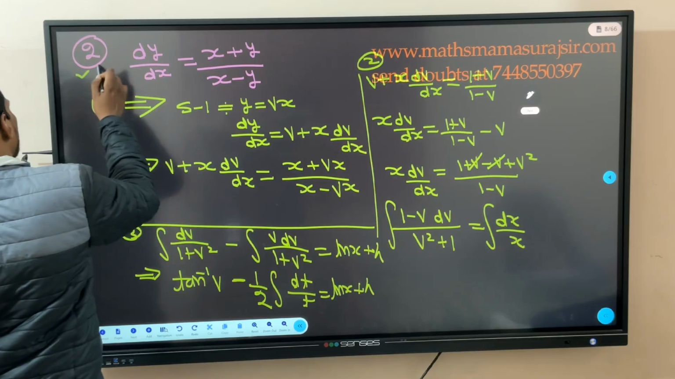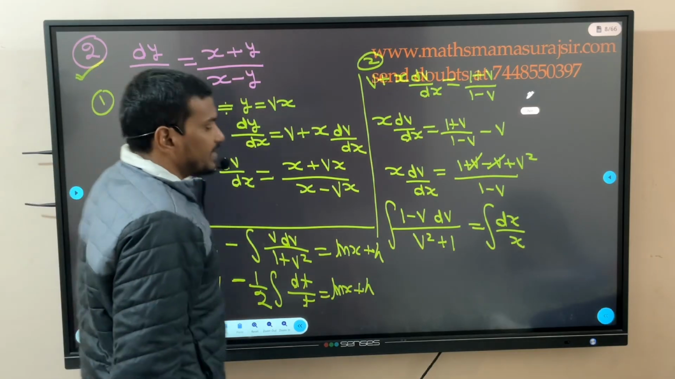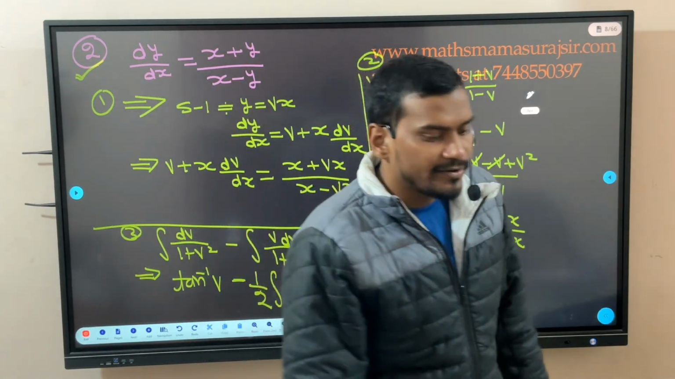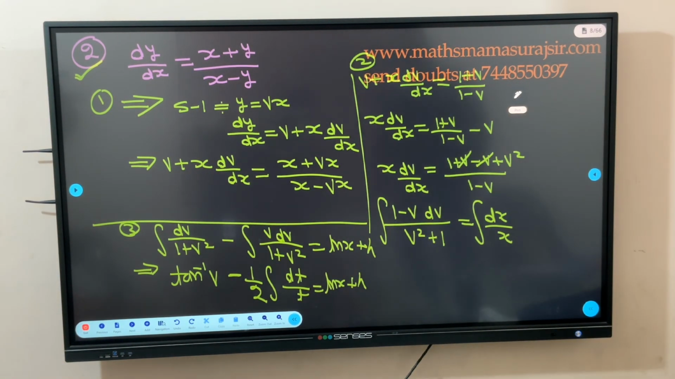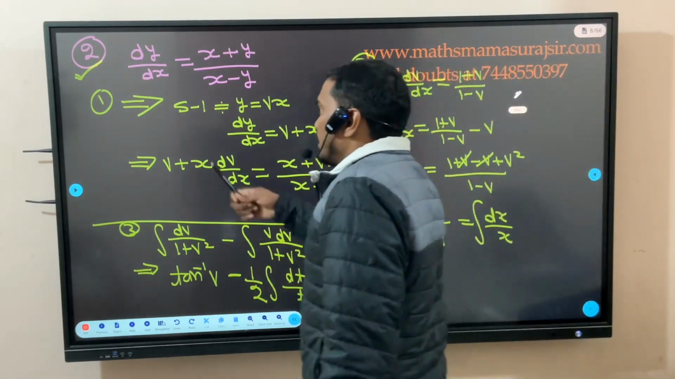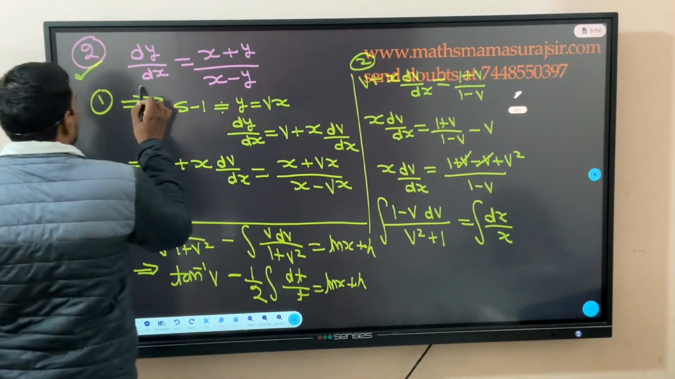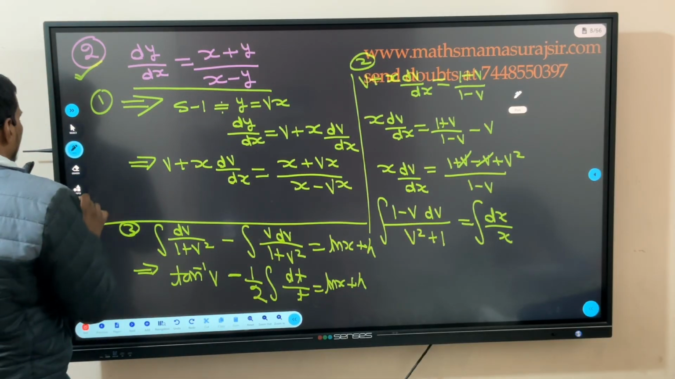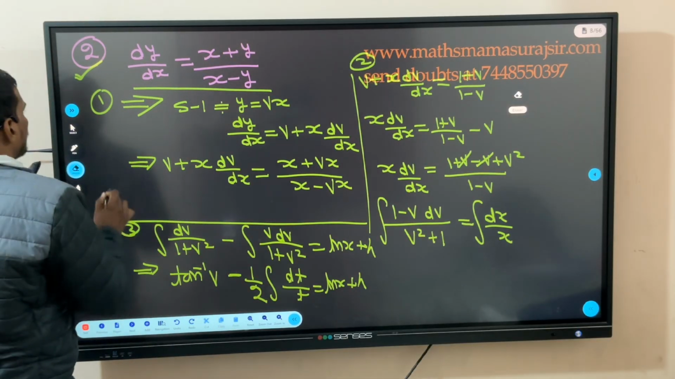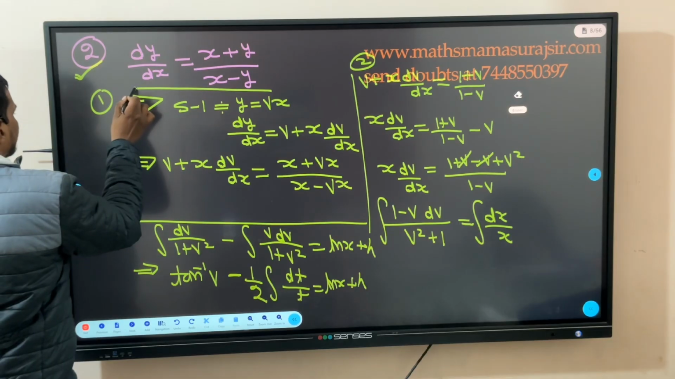So again, one more basic question. Everybody try. Try this. Here is the second question: dy by dx is equal to x plus y divided by x minus y. Everybody try. How will we solve it?